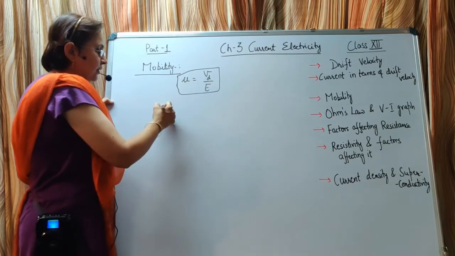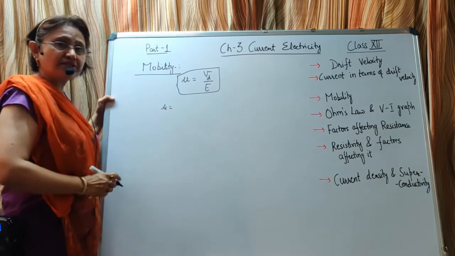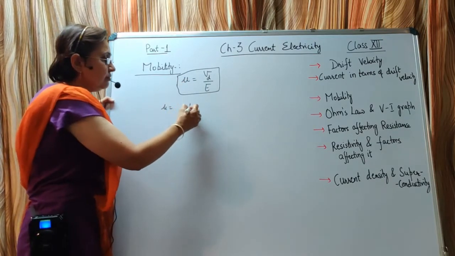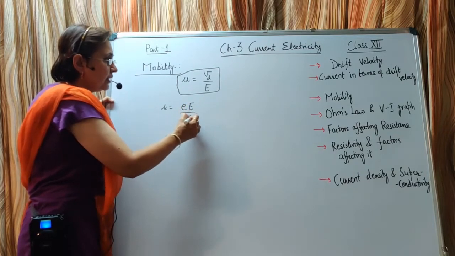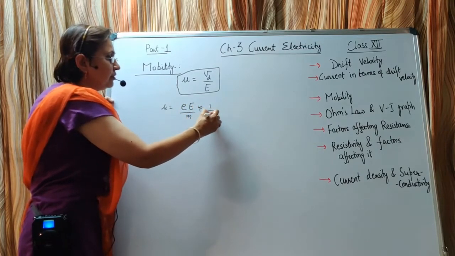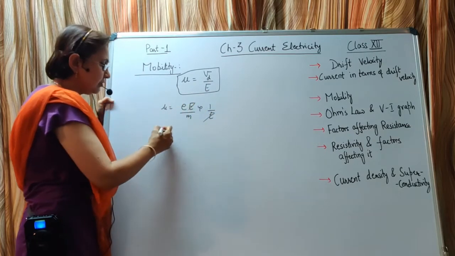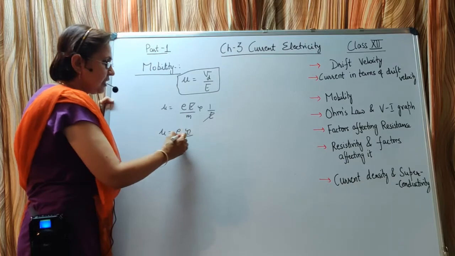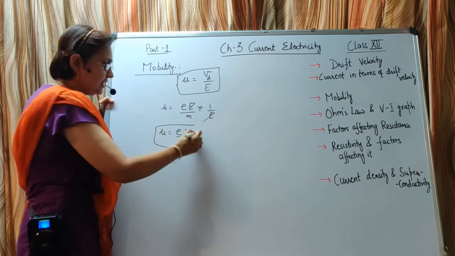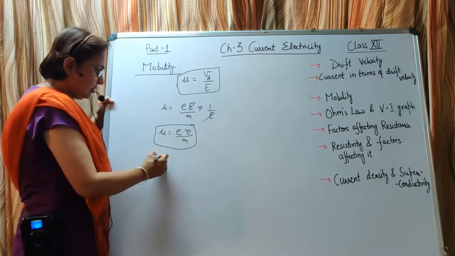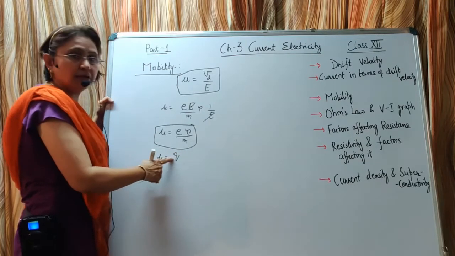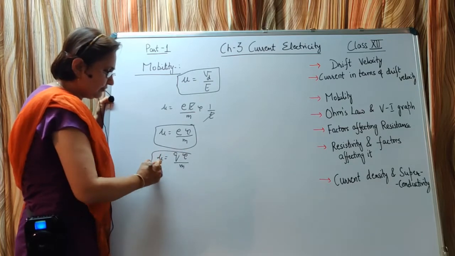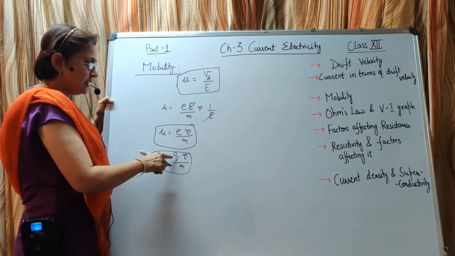Also we can find it in terms of relaxation time, because we know that Vd is equal to E upon m into tau, into 1 upon E, this cancels out. So the mobility for the electron is given by e tau upon m. If it is any other charge having a magnitude q, then it will be given by q tau upon the mass of that charge. So this is the expression of the mobility.